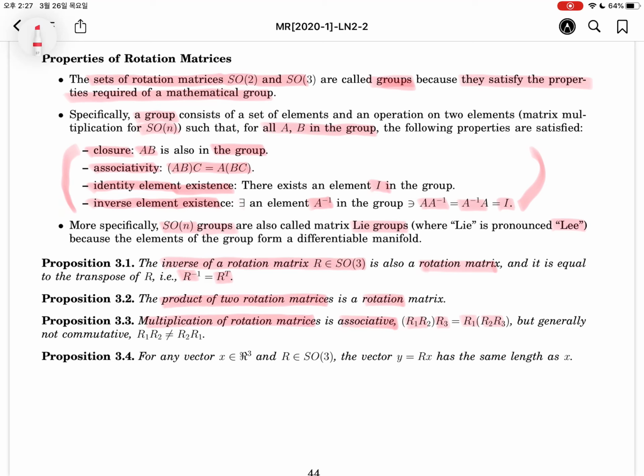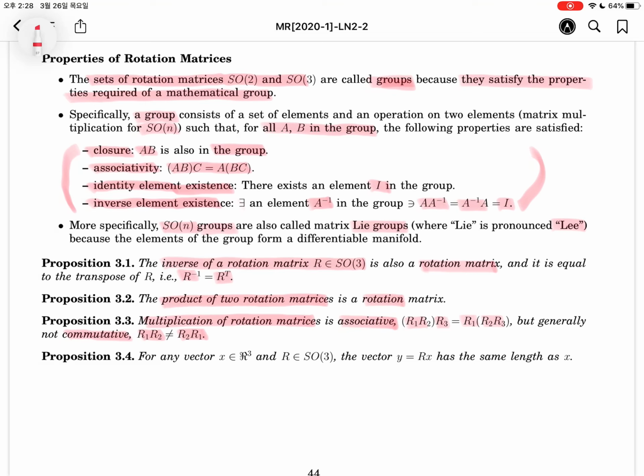Like this, associativity should be satisfied, but commutativity is not guaranteed. So in the normal case, R1 R2 will not be equal to R2 R1. We should memorize that in a mathematical group, associativity is more important, but commutativity is not considered in performing the group operation.